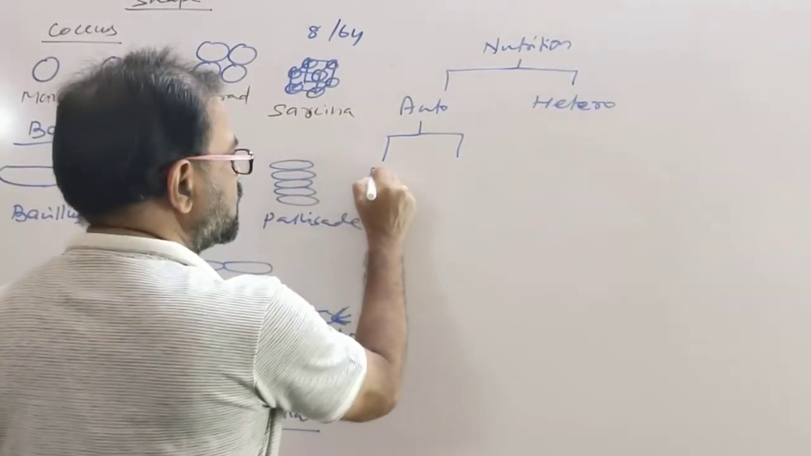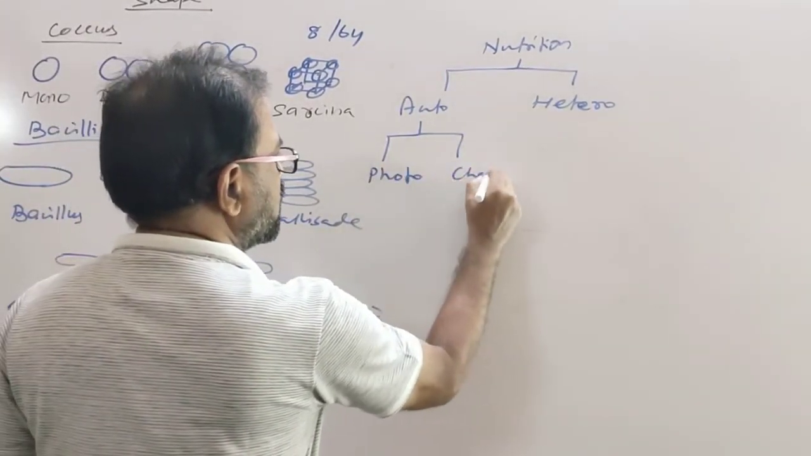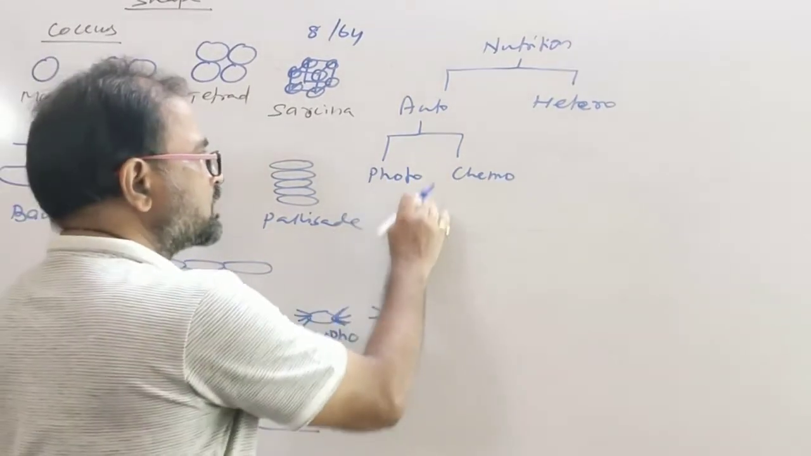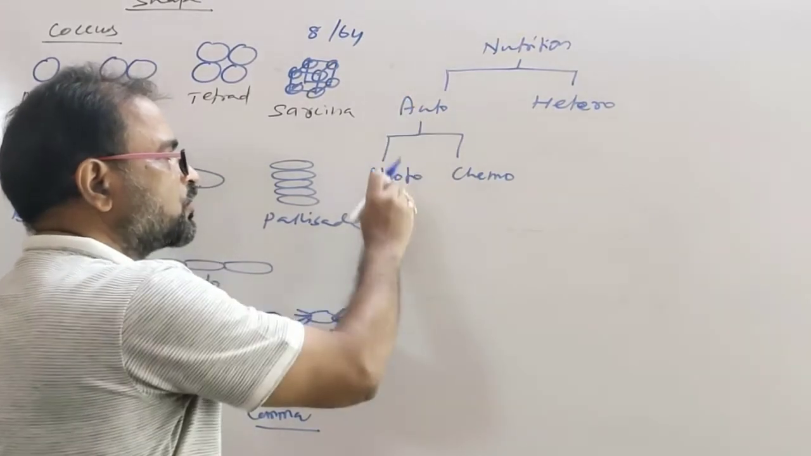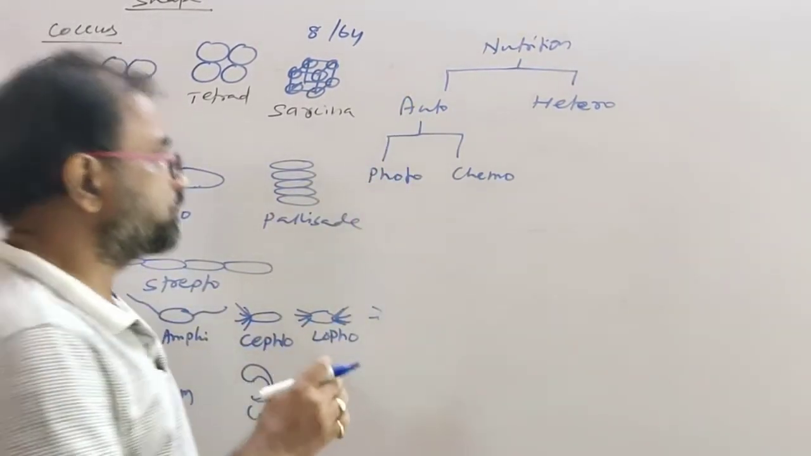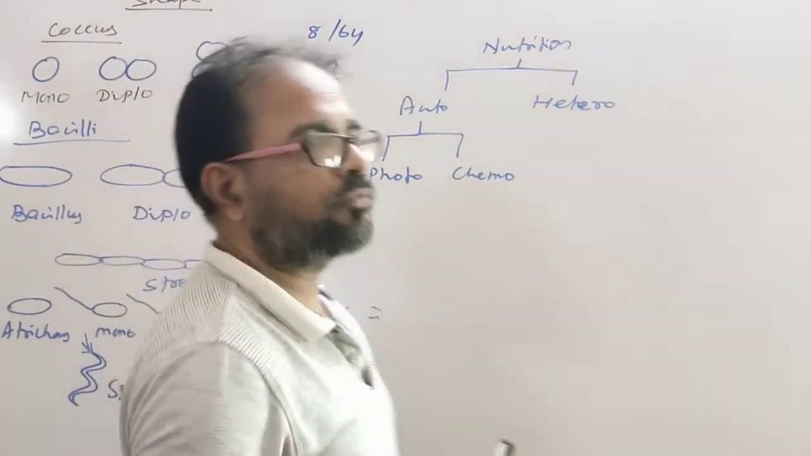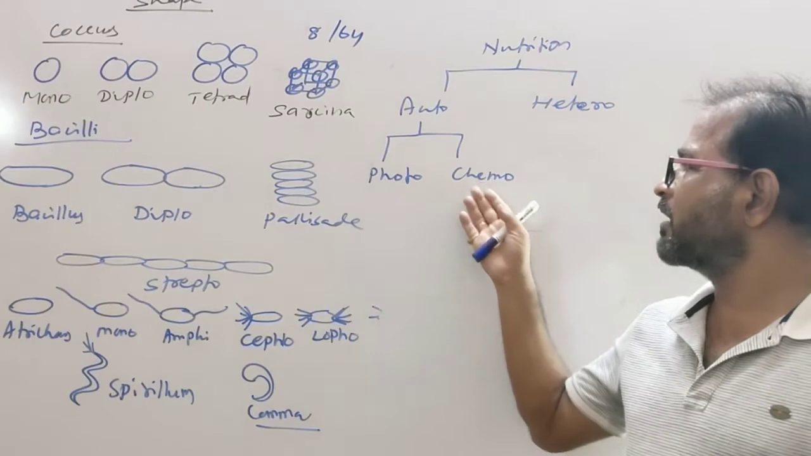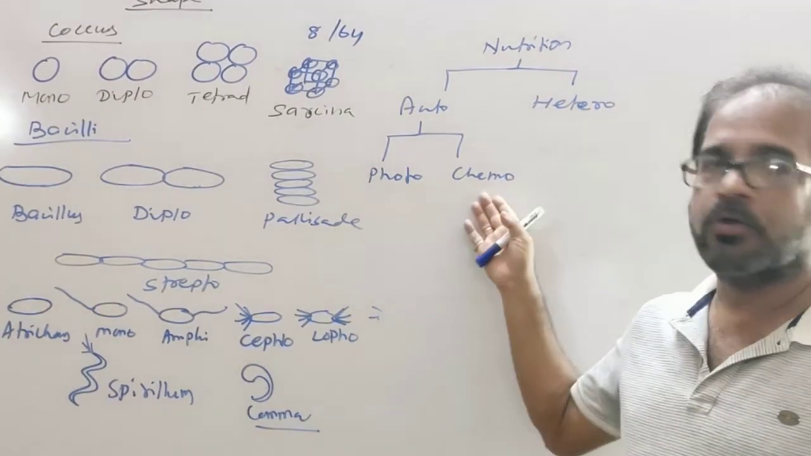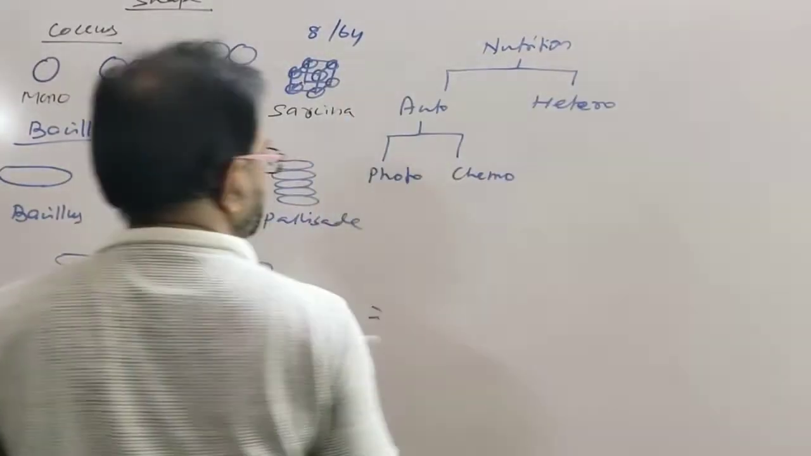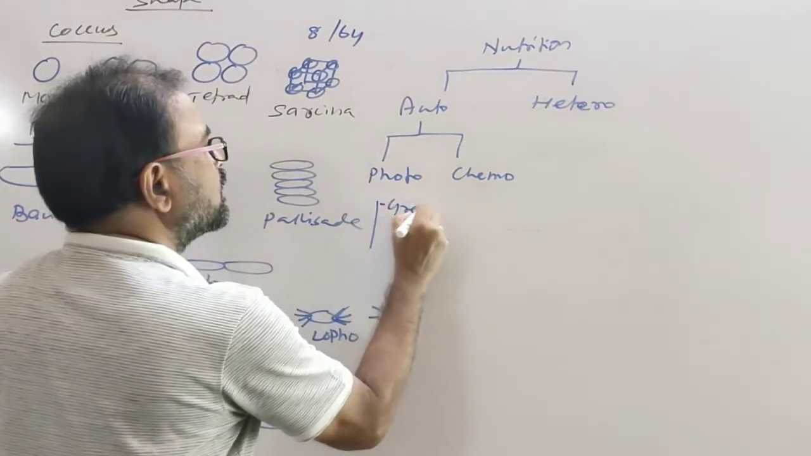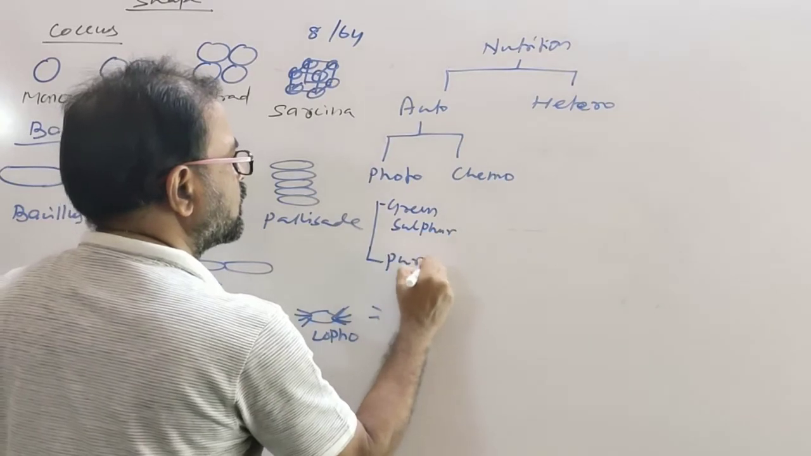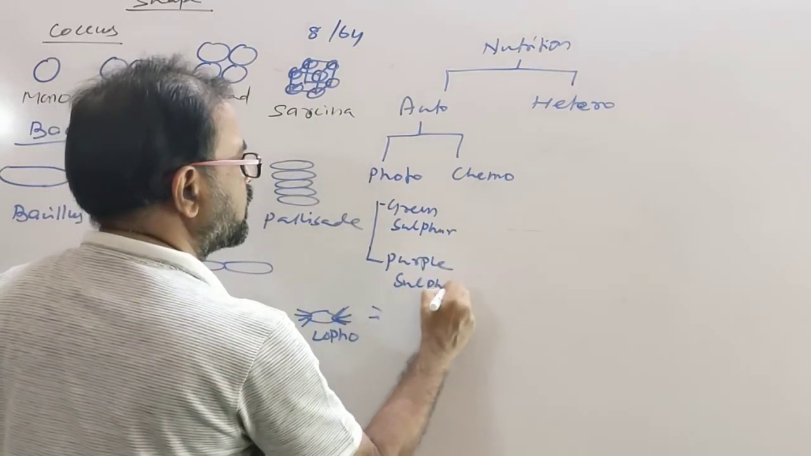Autotrophic again divides into photoautotrophic and chemoautotrophic. Clear? Autotrophic means the bacteria which can synthesize all their own food material. If they synthesize their food material in the presence of sunlight, it is called phototrophic, or from chemicals, called chemoautotrophic. The phototrophic may be green sulfur bacteria or purple sulfur bacteria.